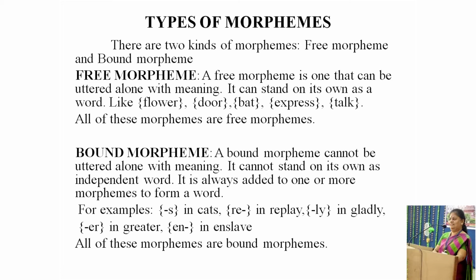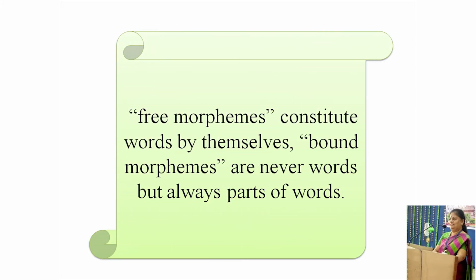Bound morpheme. A bound morpheme cannot be uttered alone with meaning. It cannot stand on its own as an independent word. It is always added to one or more morphemes to form a word. For example, "s" in cats, "re" in replay, "er" in greater, "en" in enslave. All of these morphemes are bound morphemes. Free morphemes constitute words by themselves. Bound morphemes are never words but always parts of words.